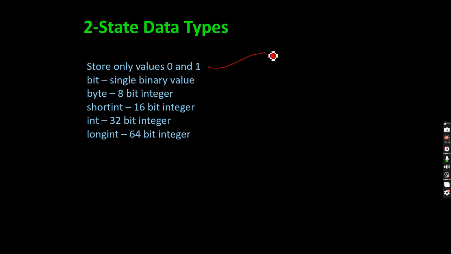Two-state means it won't store X and high impedance. It only stores 0 and 1. And actually it's a bit. So bit is a type of data type. It actually stores a single value, so 1 or 0, that's it.